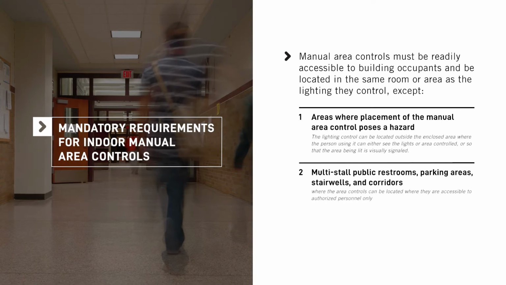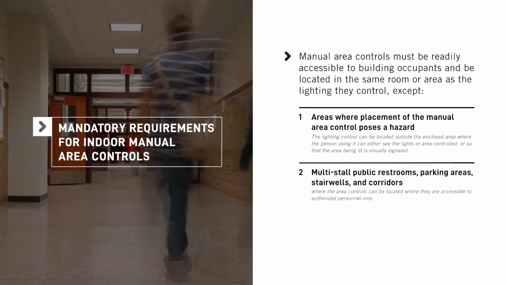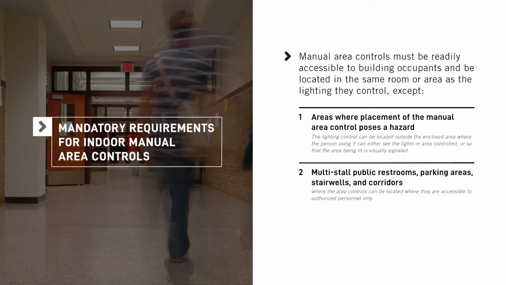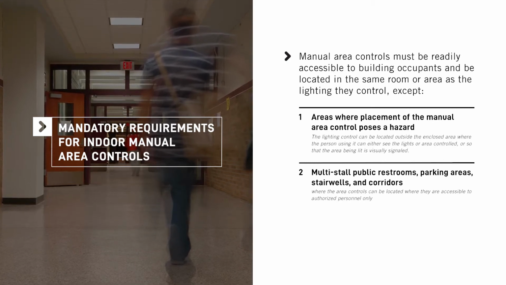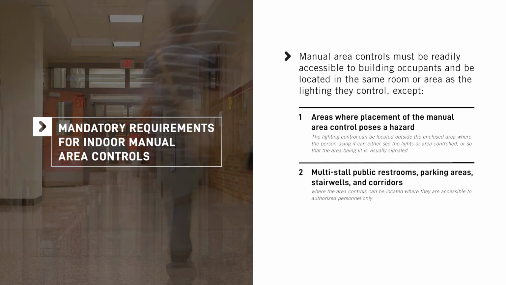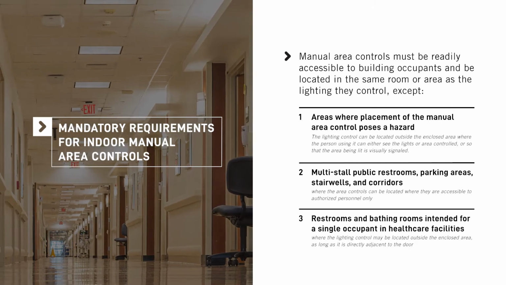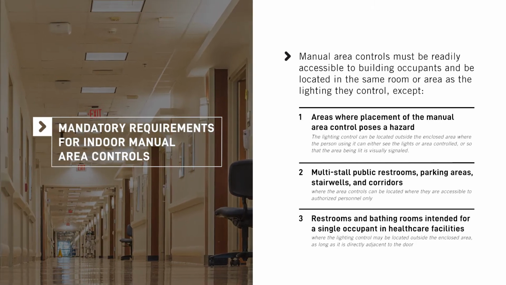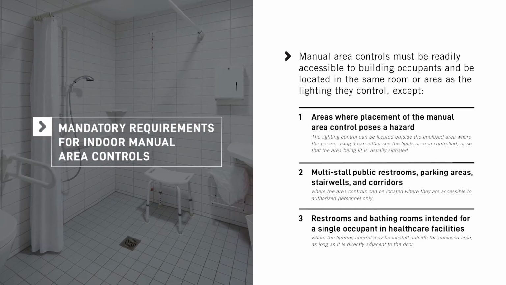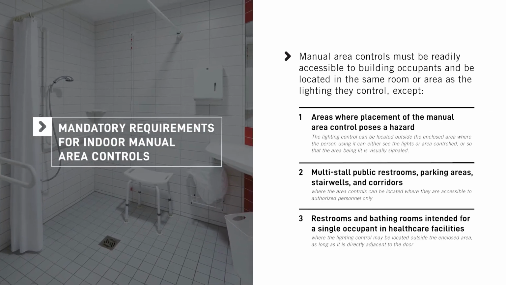Number 2. In multi-stall public restrooms, parking areas, stairwells, and corridors, the manual area controls may be located where they're accessible to authorized personnel only. And number 3. In restrooms and bathing rooms intended for a single occupant in healthcare facilities, the lighting control may be located outside the enclosed area, as long as it's directly adjacent to the door.